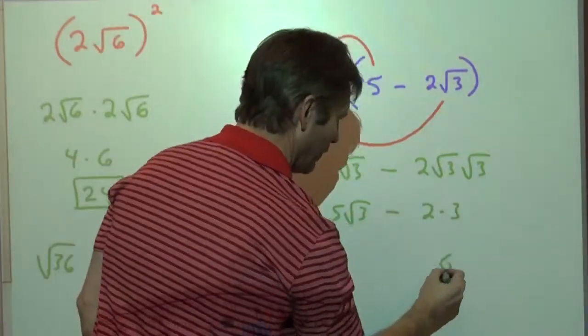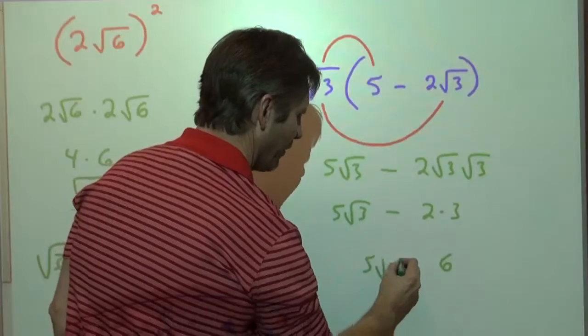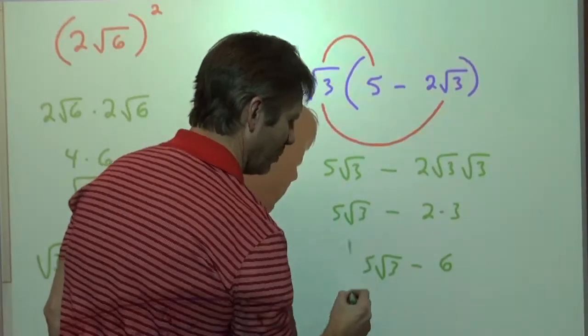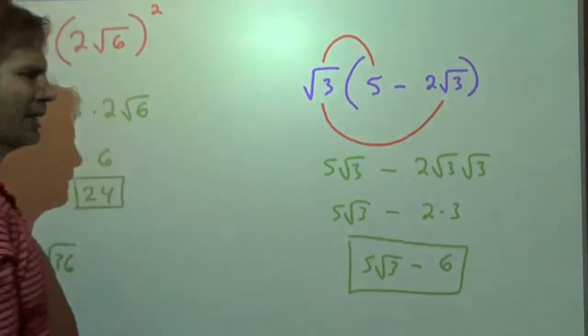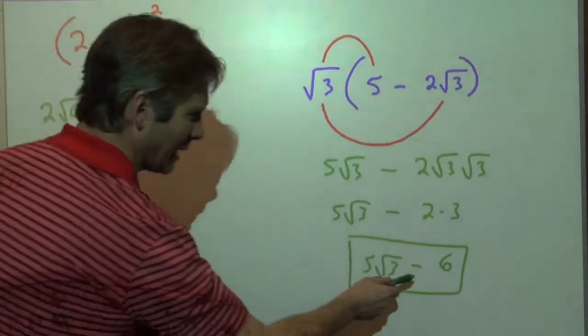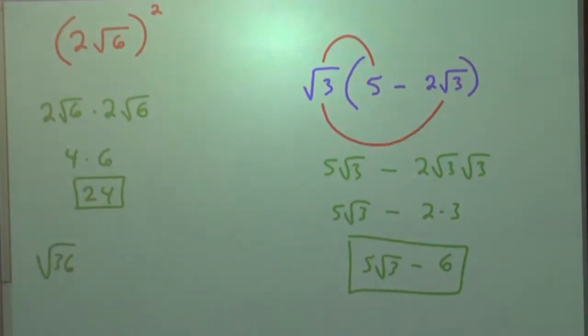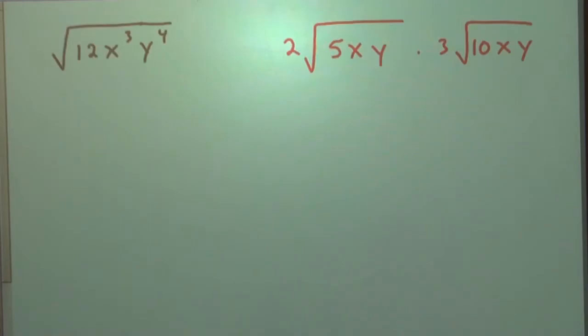So this is going to be 6. So in the end, we get 5 radical 3 minus 6. Now it may seem like we could do something beyond that, but we can't. Because they're not like terms, we can't combine them. So that's as simple as we can get it after we distribute.